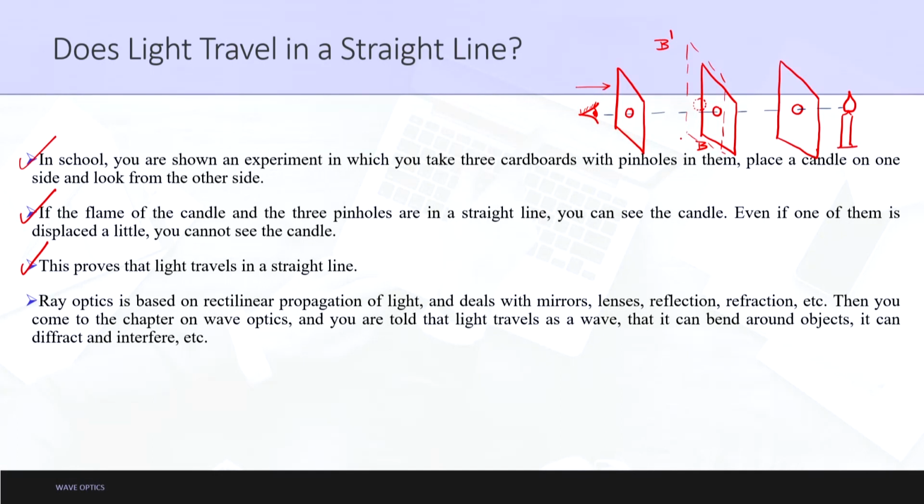So, just to reiterate, ray optics is based on the rectilinear propagation of light, in which we dealt with the concepts of refraction, reflection, then lenses, mirrors, etc. In wave optics we will get to know about the wave nature.